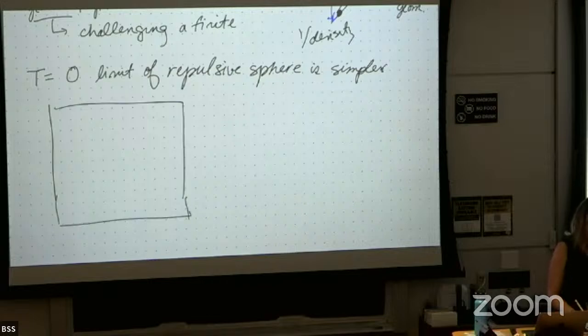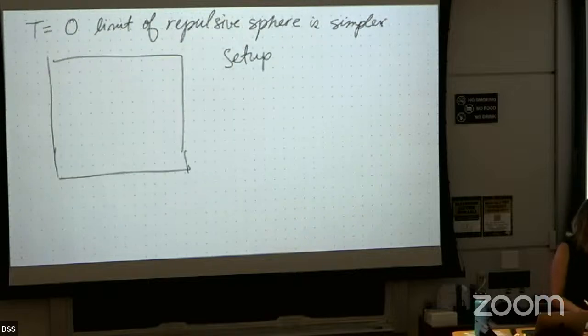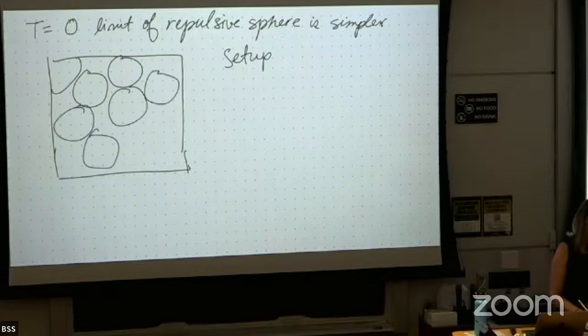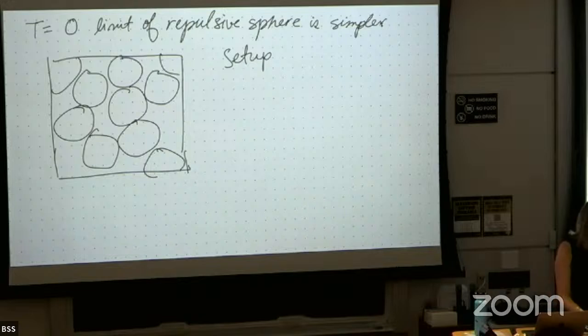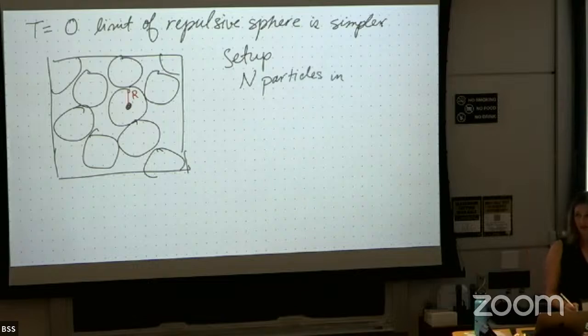Okay, so the setup of the problem: you have a box and you put some particles in it. They're spherical and they're repulsive. Here is a picture of a box. You can make it have periodic boundary conditions or not; non-periodic boundary conditions are a little easier from a theoretical perspective. Each one of my particles is defined by a center and its radius, so I'll put a little r for the radius of the particle. I have N particles in d dimensions, so I'll start talking about dimensionality now, of radius r.